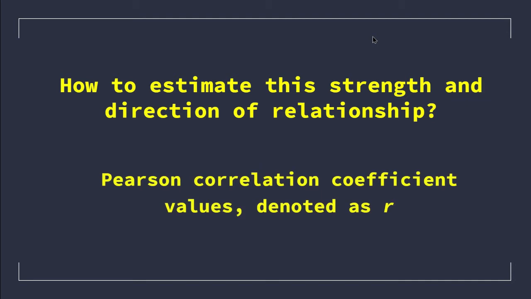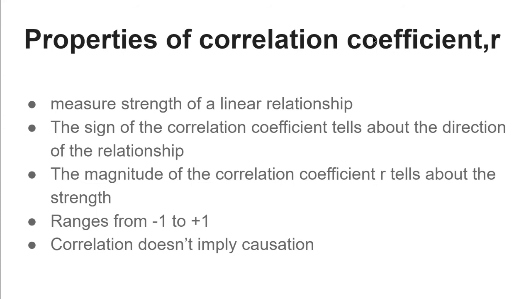The Pearson correlation coefficient, denoted by R, is used to determine the strength and direction of the relationship. Now, what are the properties of the correlation coefficient R? It measures the strength of a linear relationship. The sign of the correlation coefficient tells about the direction of the relationship. The magnitude of R tells about the strength, which ranges from -1 to +1. But correlation never implies causation.